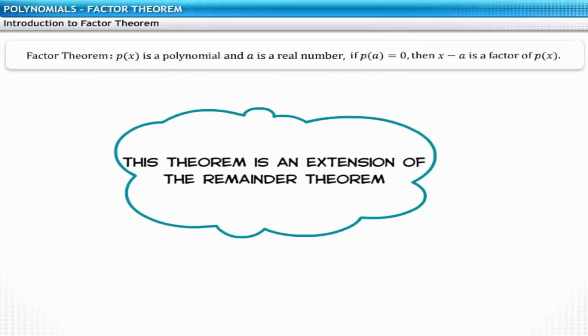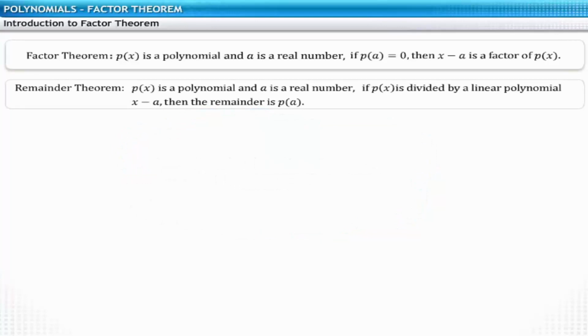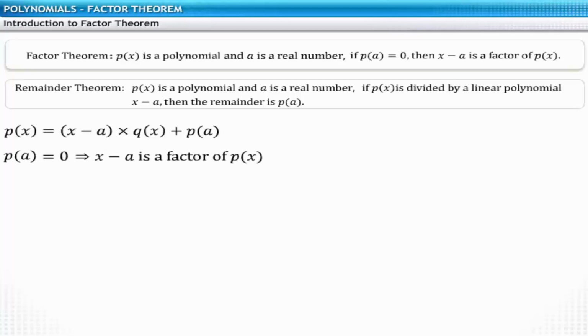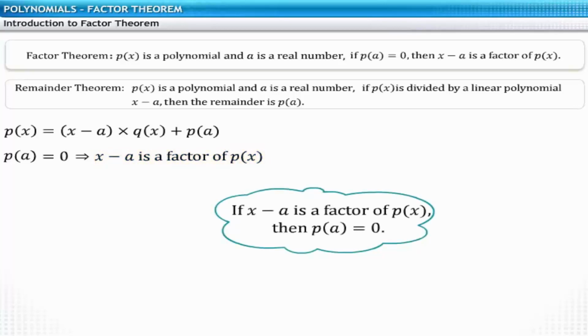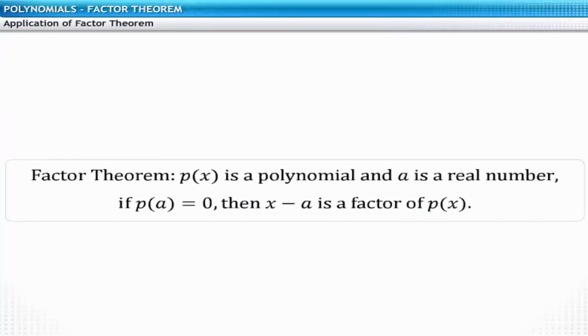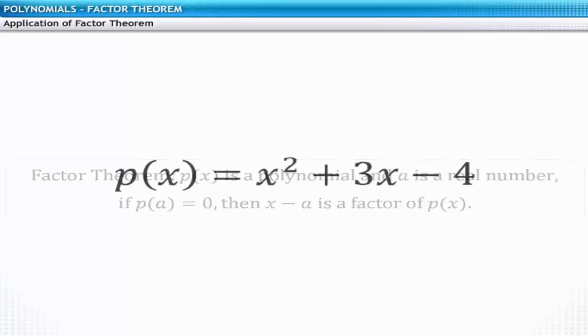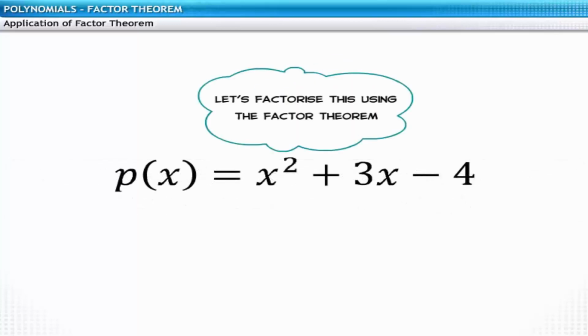This theorem is an extension of the Remainder Theorem. If the remainder becomes 0, then you can say that x minus a is a factor of p of x. Conversely, if x minus a is a factor of p of x, then p of a is equal to 0. The factor theorem can be used to factorize a polynomial or verify that a linear polynomial is a factor of another polynomial. Let's factorize this quadratic polynomial using the factor theorem.